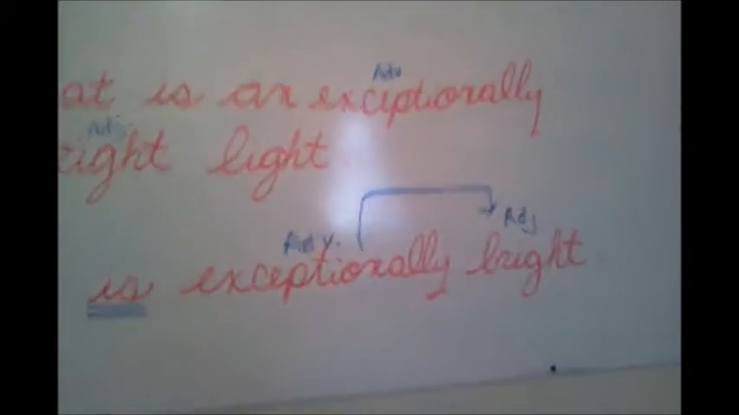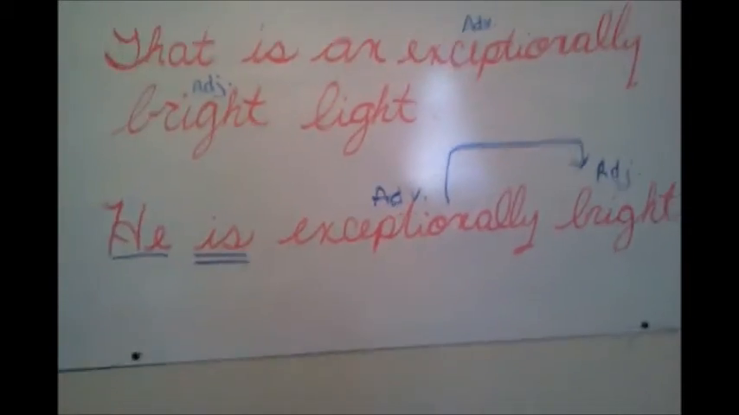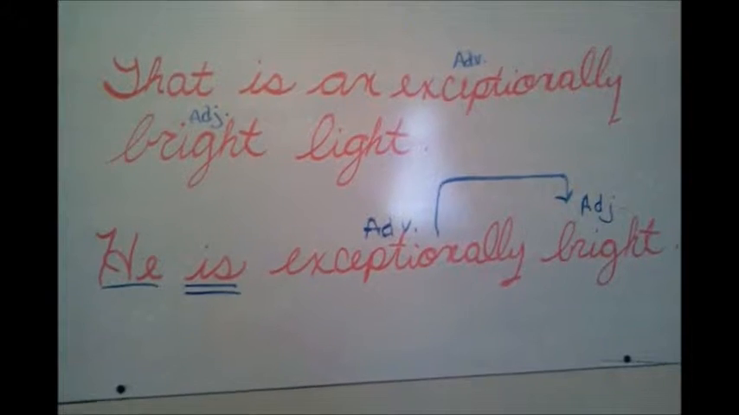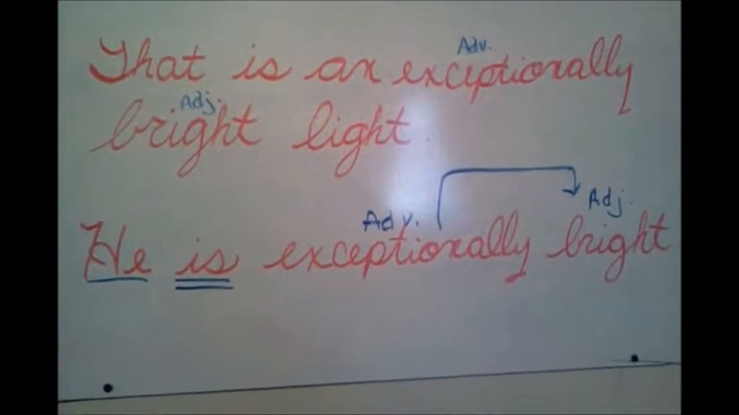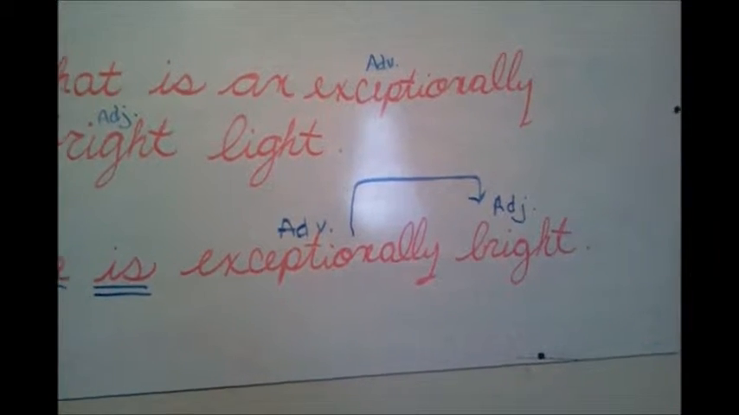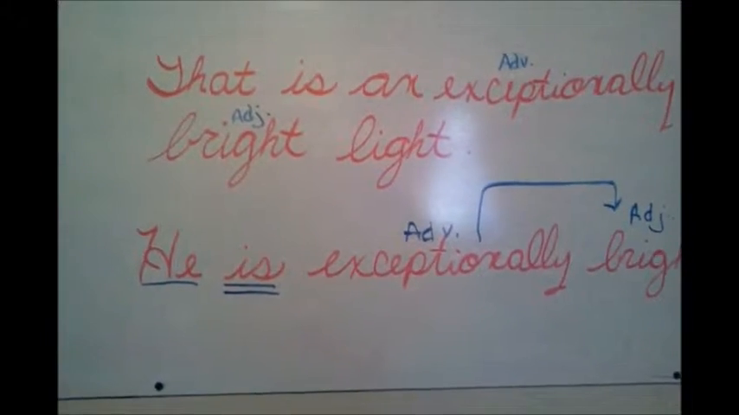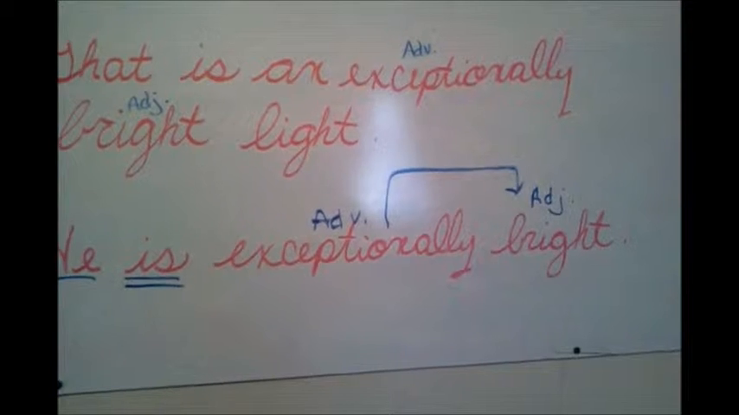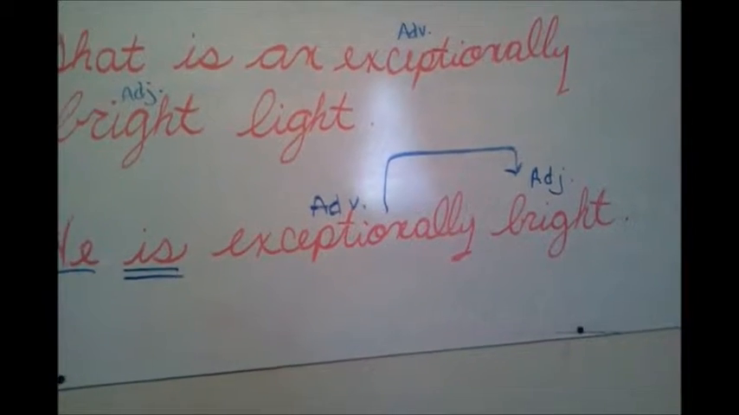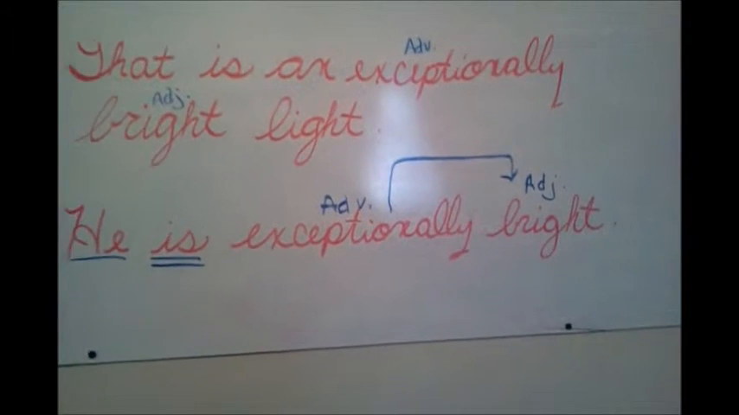And I also want you to recognize adjectives if they're in the predicate. Like this second sentence, he is exceptionally bright. Here the subject is he, is a linking verb, and bright is a predicate adjective because it's bright, he. And then exceptionally is an adverb modifying the adjective bright because it's telling, again, bright to what extent.